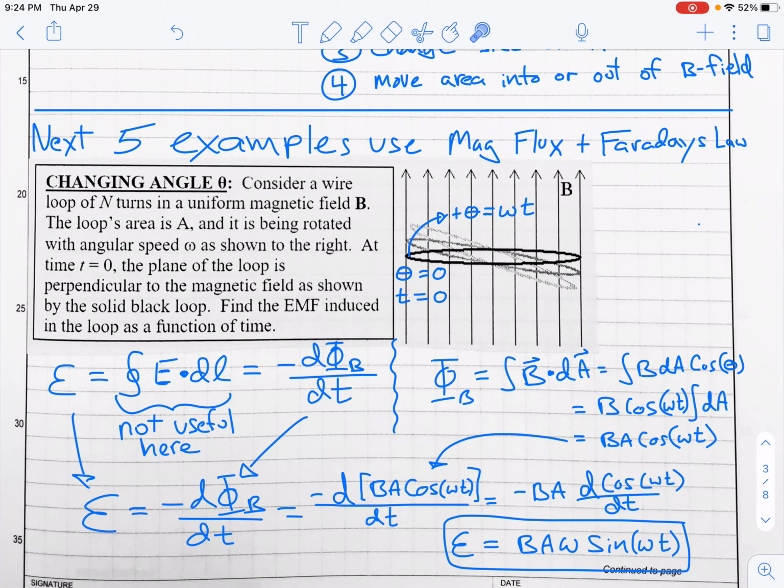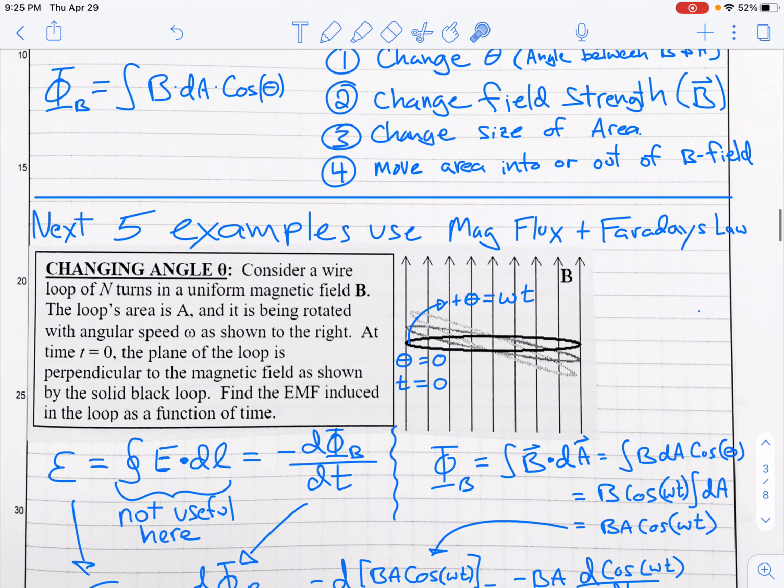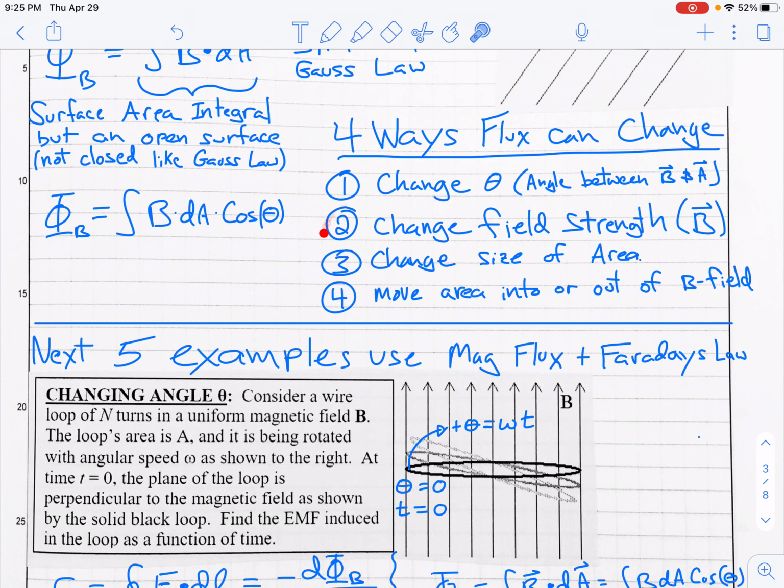I'm going to stop this one now, and I'll make a new video for the next 2 examples. The next 2 examples are going to cover the change in the field strength, and then there'll be perhaps one more video each for each of those.